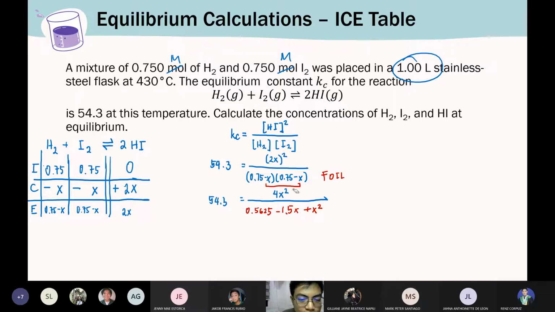Okay, ayan. Tapos na tayo sa FOIL method. Tapos na tayo gumamit ng FOIL. Ano susunod na gagawin? Algebra na. Okay, so I will transpose this to the other side. Ayan, so this to the other side. Okay, lagay natin siya doon. Dito, maging careful ha. Okay. Kasi may mga nagkakamali dito. Pagpalitin ko na lang sila ha. Dito na yung 4x square. Tapos dito na yung 54.3. Kasi hindi kasya dito sa left space eh.